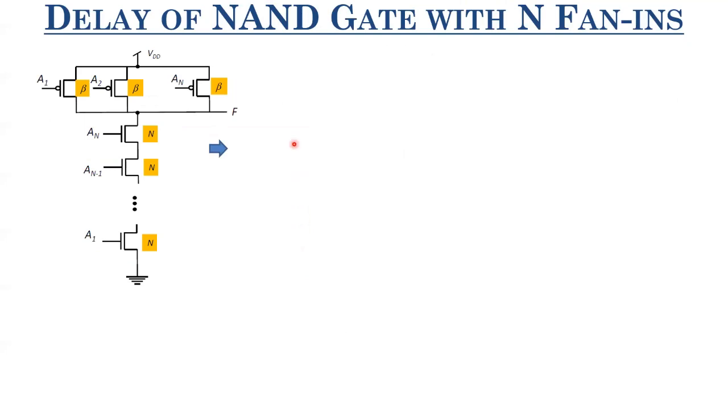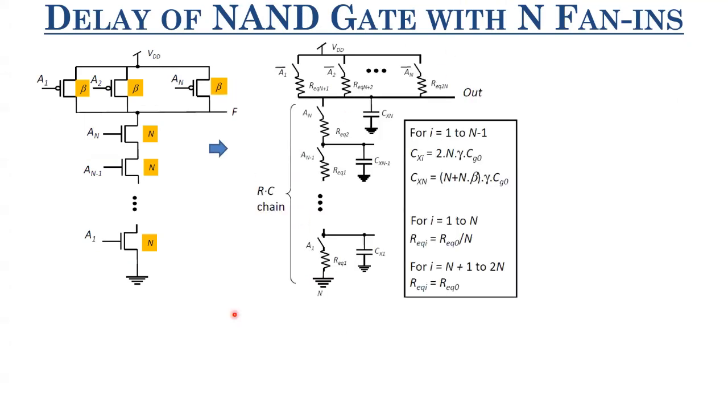So let us draw its equivalent resistor switch network. It looks something like this, right? Now, the calculations I leave to you; you analyze it yourself. So for i equals 1 to n minus 1, these nodes, what is the equivalent CXi? CXi is the intermediate node capacitances. Equivalent CXi is 2n gamma CG0.